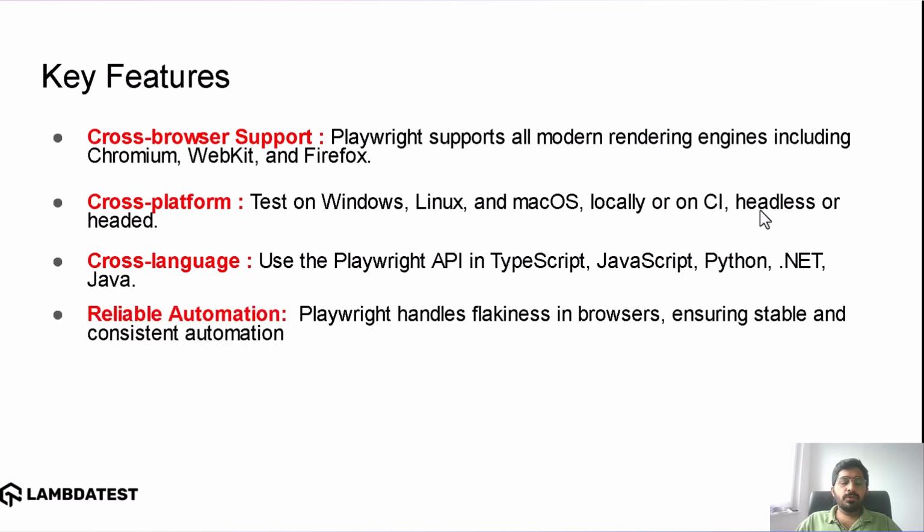The next most important feature is reliable automation. Playwright handles flakiness in browsers, ensuring stable and consistent automation. One of the most important pain points which everyone faces when doing web automation is flakiness. What does that mean? For example, if the test is trying to run on a page where the page is not loaded fully, then it might end up resulting in a failure.